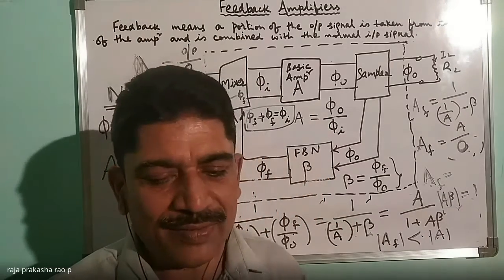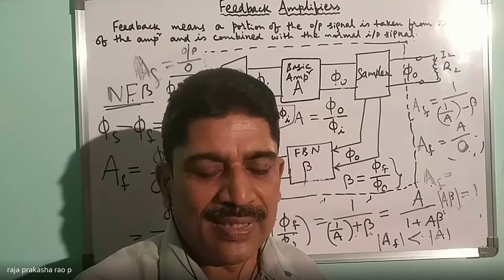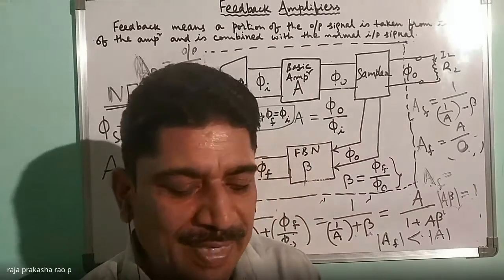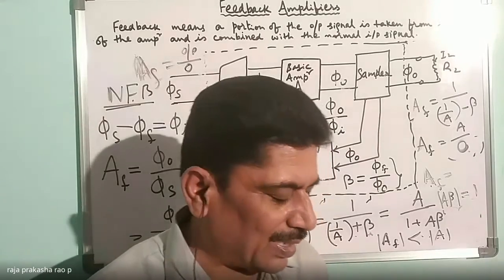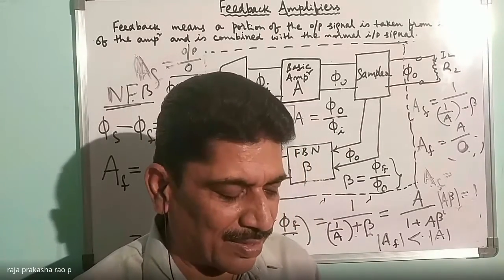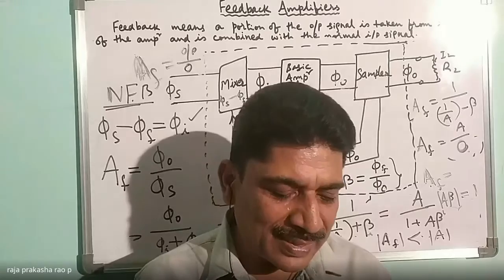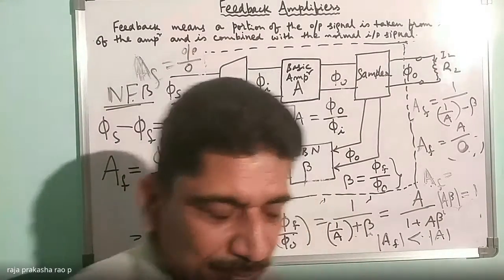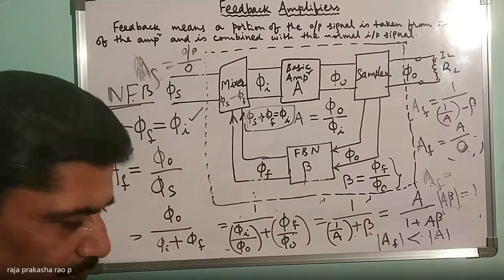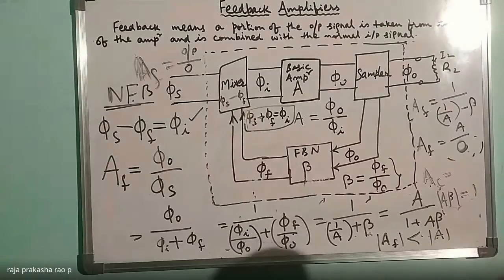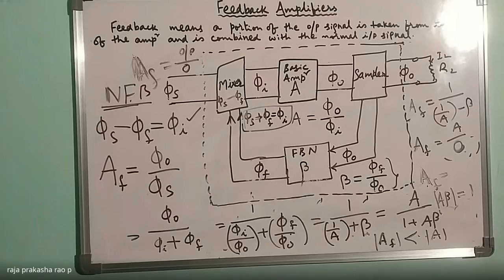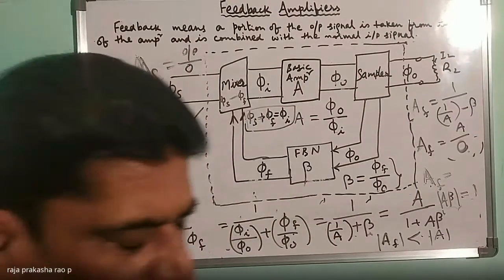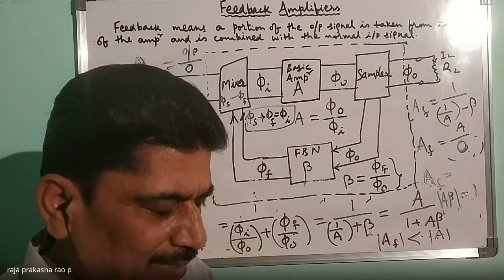Now let us derive the formula for the stabilization of gain for negative feedback amplifiers. I think this time is already up. I think 4-5, is it? Continue tomorrow. I think tomorrow we have class.